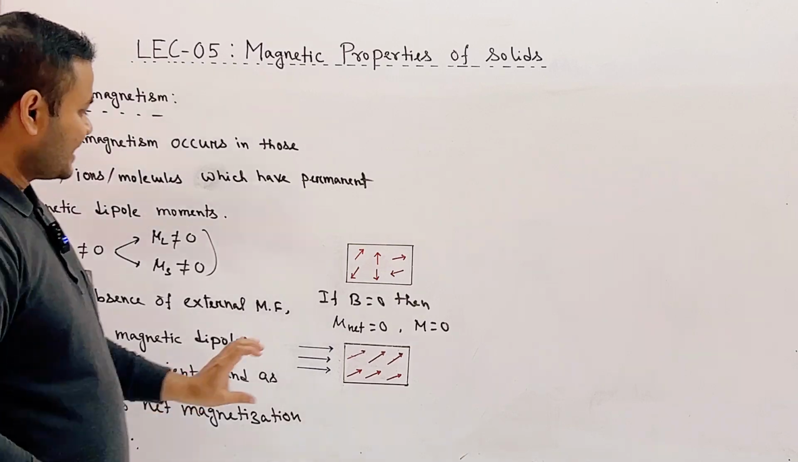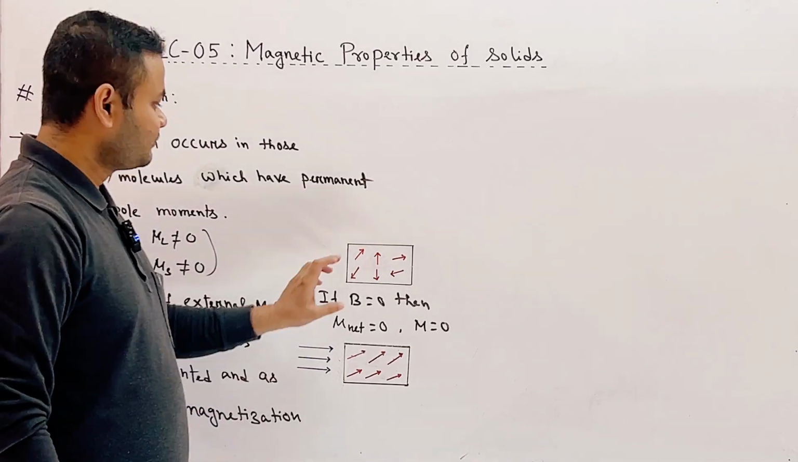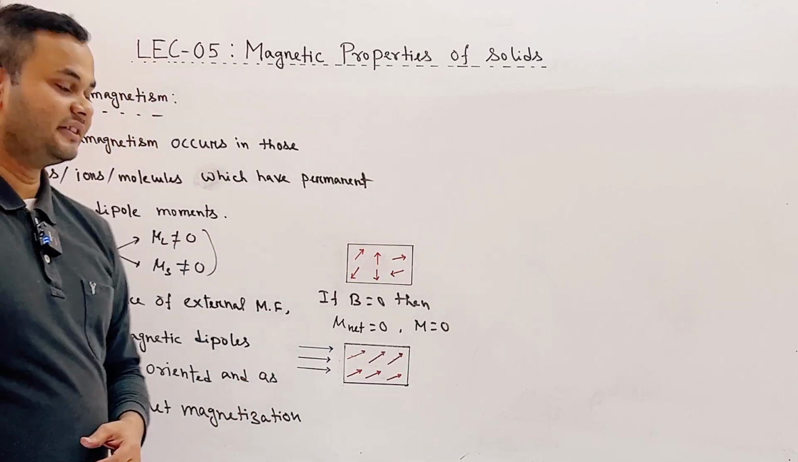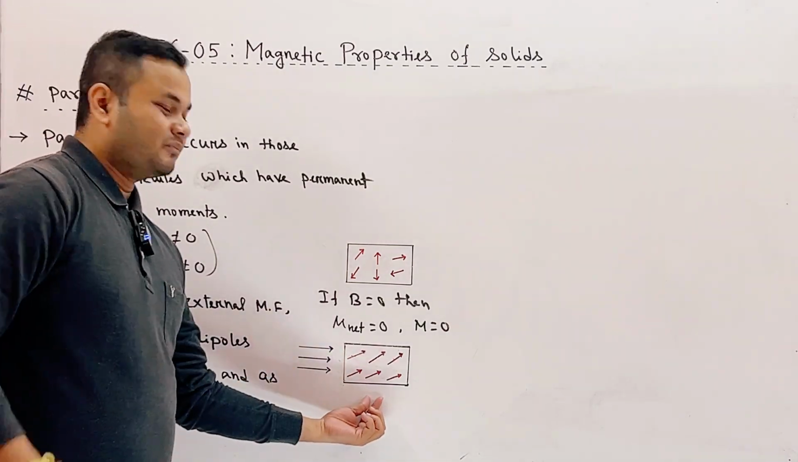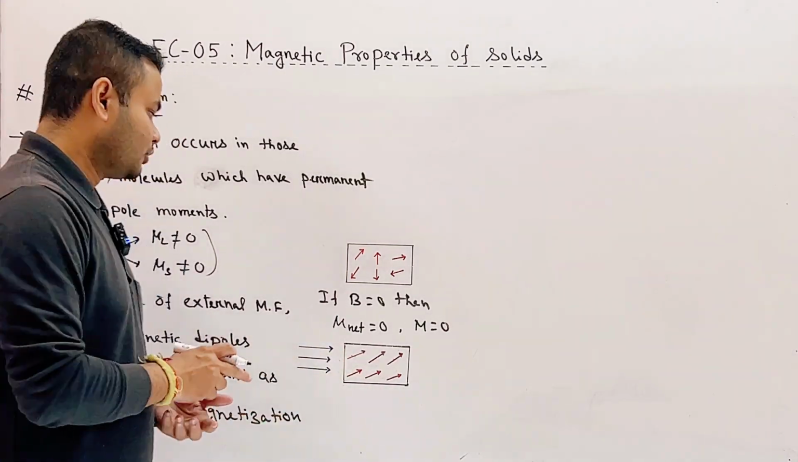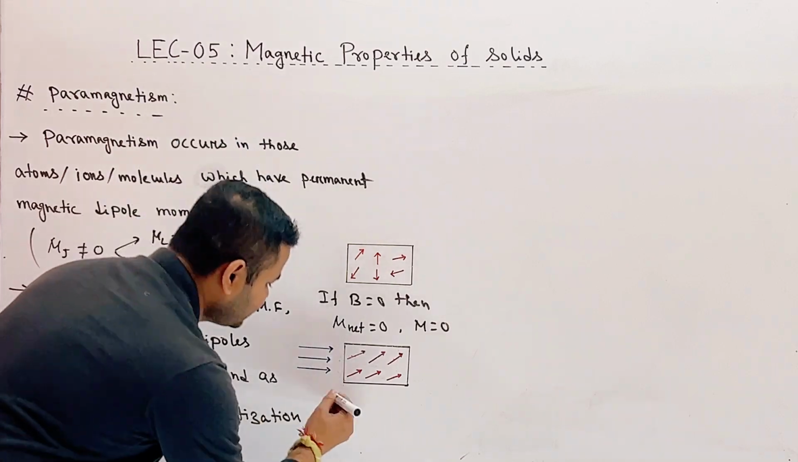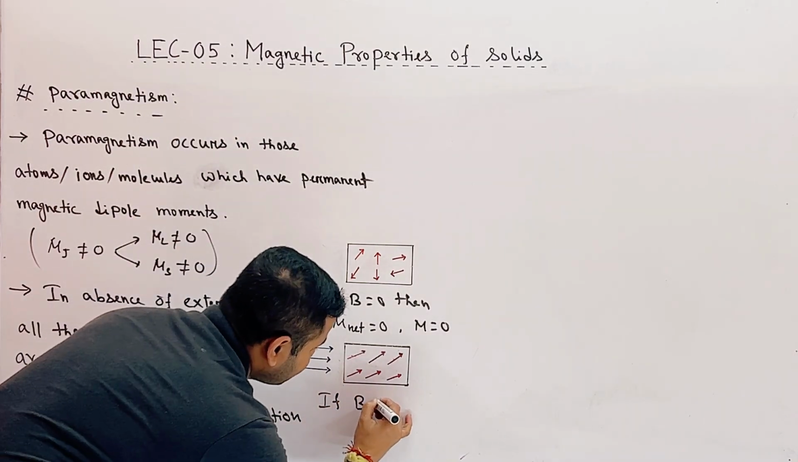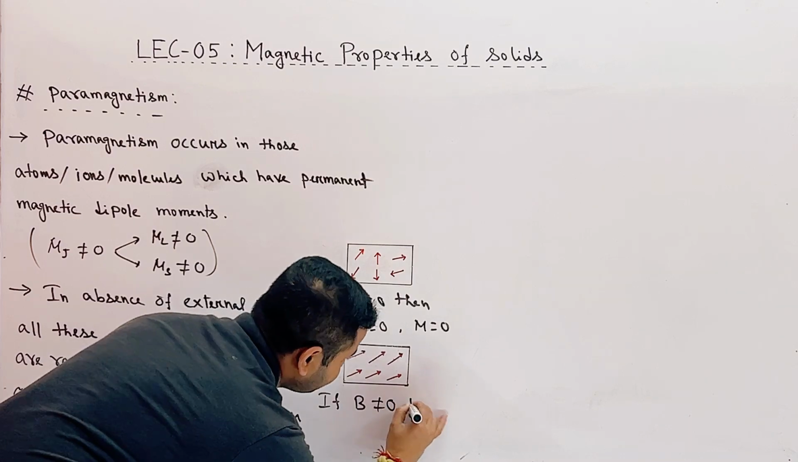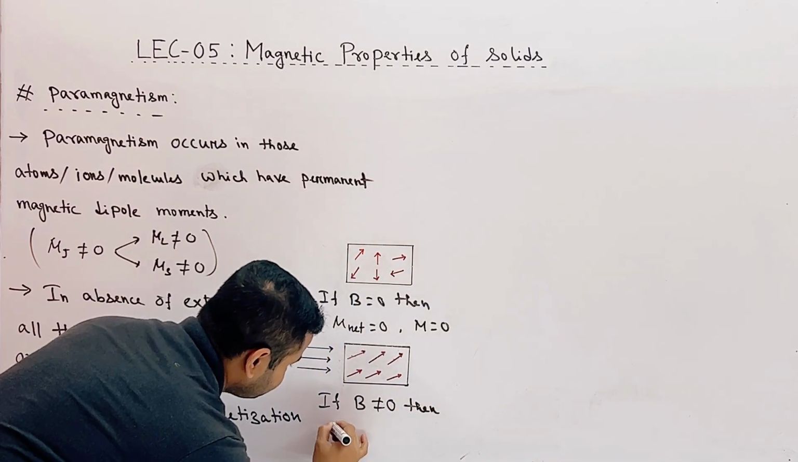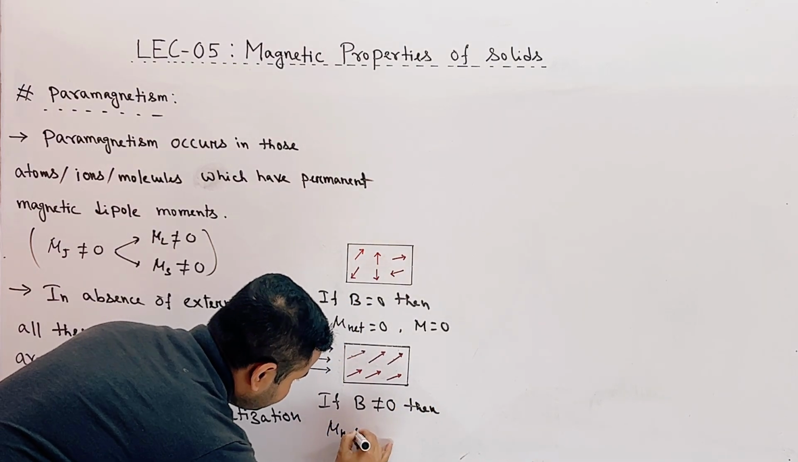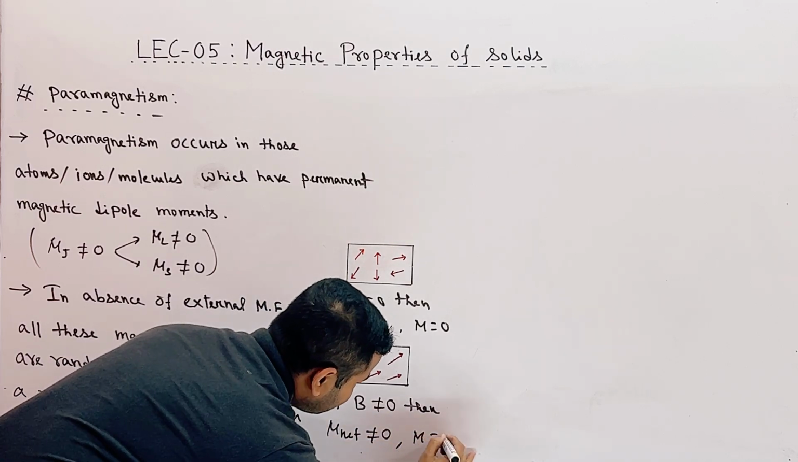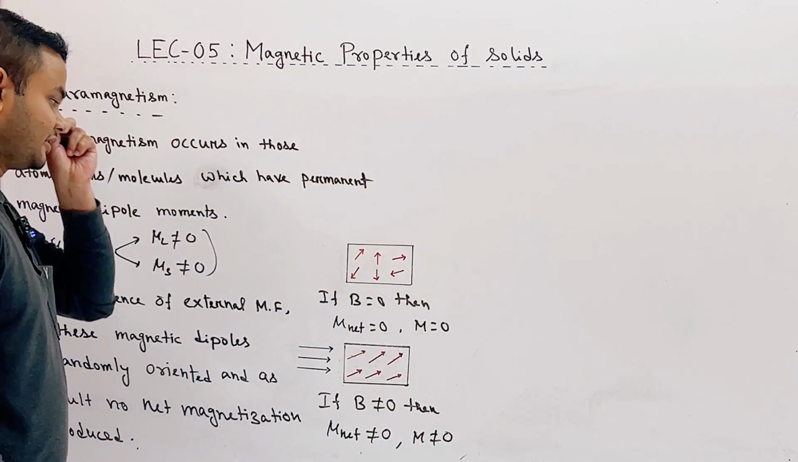However, if we apply some external magnetic field, then these atomic dipoles will try to orient along the field direction. As a result, some net magnetization will be produced. That means if B not equal to 0, then mu net is not equal to 0 or total magnetization will not be equal to 0.